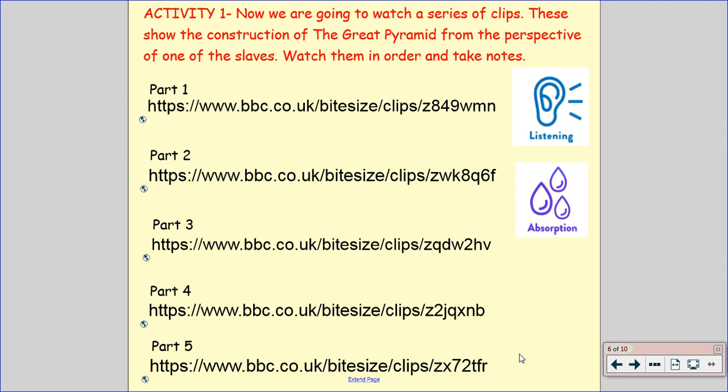And these show the construction of the Great Pyramid from the perspective of one of the slaves. So a man that was taken from his village all the way up to the very end of when the pyramid was built. And you're going to watch them and sort of take notes. I would maybe do it on a scrap piece of paper or in your topic books. That's absolutely fine. It's completely up to you. But sort of take notes on the process of the building of the pyramid.